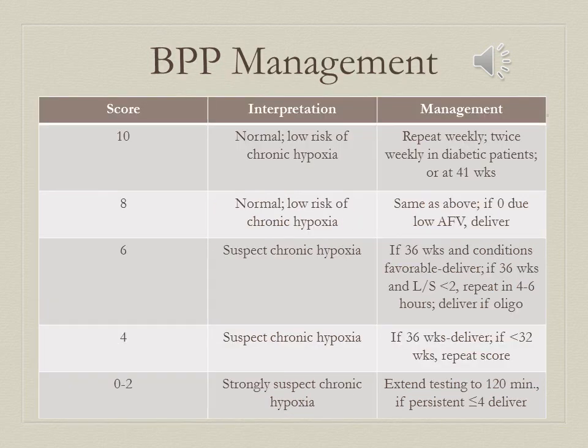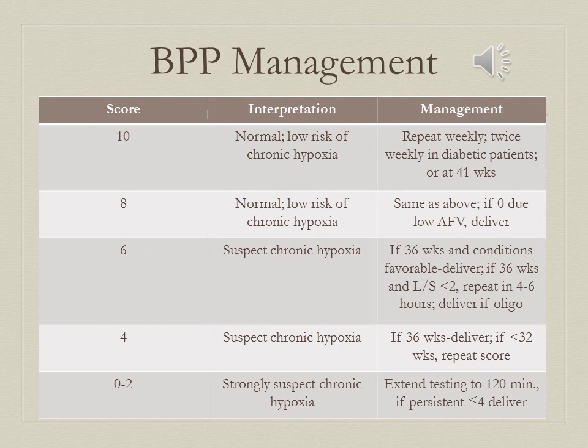So what do the scores mean, and what are you going to do with them? Well, each of the 5 areas, you can get a score of 0 or 2, okay? So if you score a 10, then obviously you got a 2 in all 5 of your categories. So a 10 is normal results, pretty low risk of chronic hypoxia expected. You would repeat the BPPs weekly.